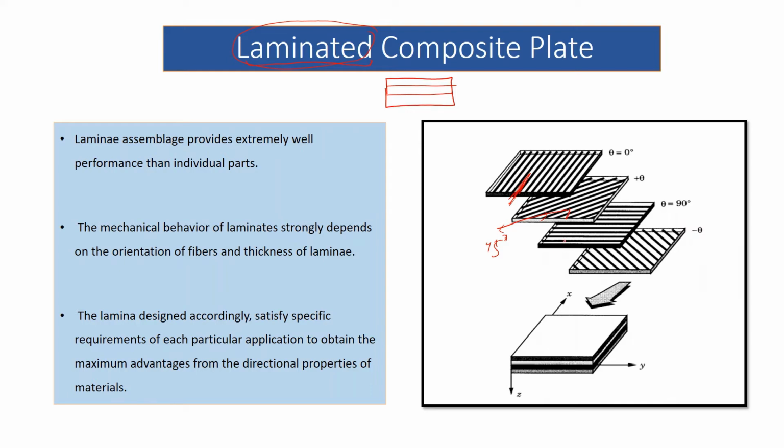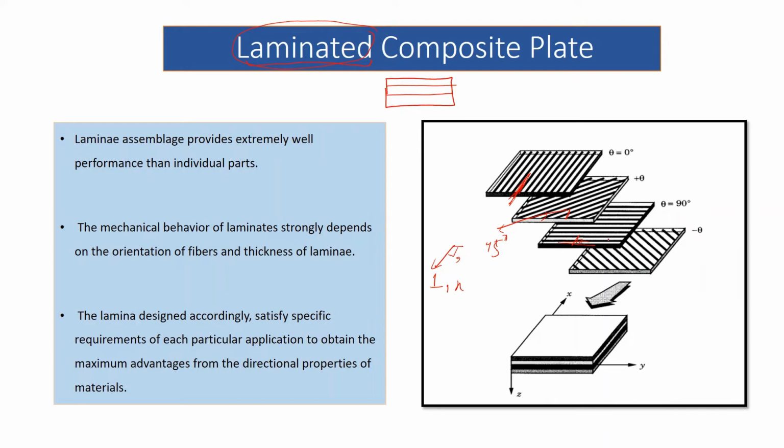Another, we can see that this is theta 90 degree angle, this is oriented. Because we have considered the direction 1, or x direction, here. So making any angle with the x direction is 90 degree. So here it is making 90 degree with direction 1. So the orientation of the fiber is 90 degree, and similarly it is minus theta angle.